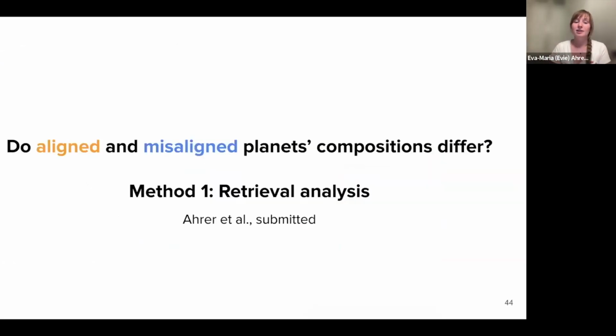The question now is, do the aligned planets and misaligned planets actually differ in composition? I'm going to talk you through the first method now, which is the retrieval analysis, essentially doing a consistent retrieval across the whole sample.